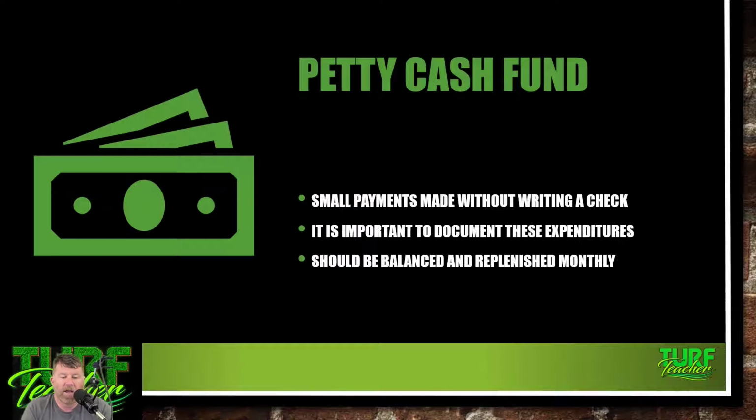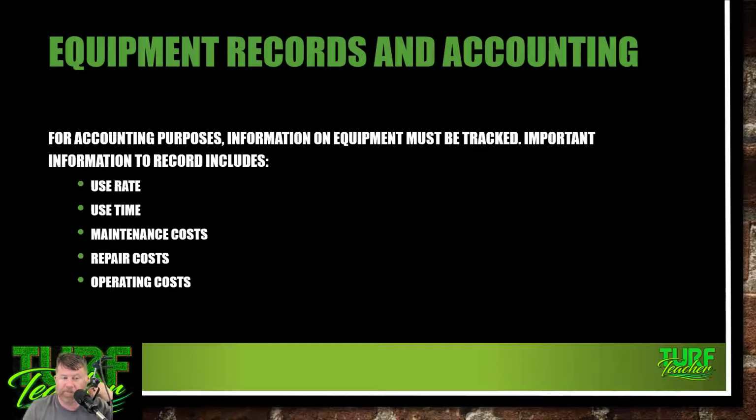With a petty cash fund, these are small payments made without writing a check. You're keeping $100, $200 in a lockbox in your office if you need to go and get small things, such as pens or paper from Office Depot. It is important to document these expenditures, and the fund should be balanced and replenished monthly. So you've got to keep a record of it.